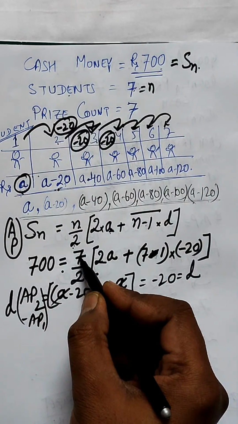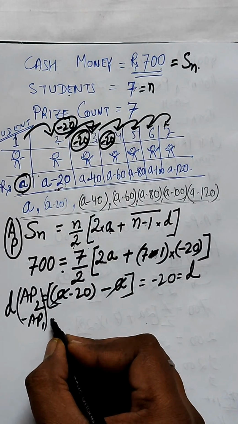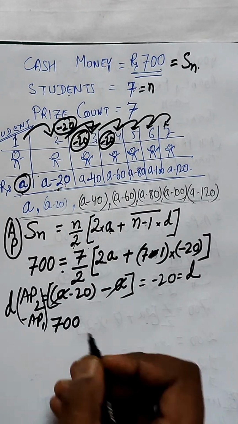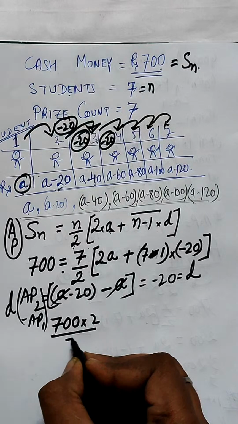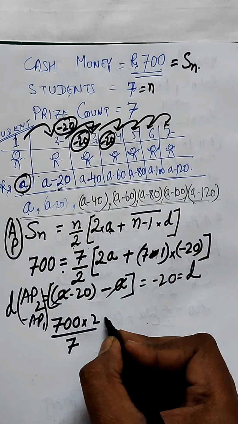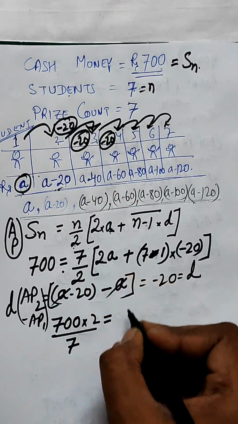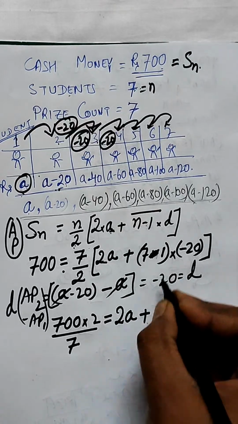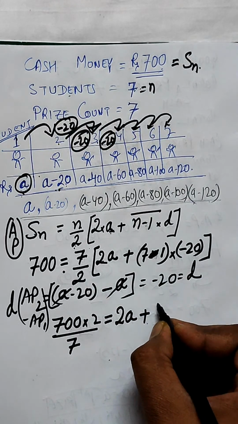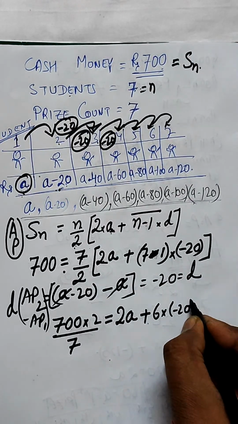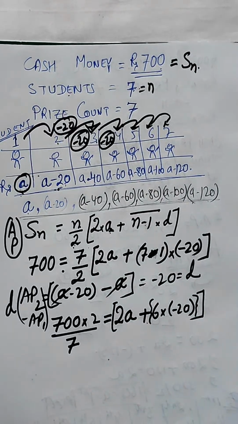This is 700 and this is 7, so 7 will be cancelled out, so 100 will be left. So 700 into 2 by 7. I've just removed the 7 by 2 from the RHS, and in the RHS we are left with 2 times a plus 7 minus 1, which will be 6, 6 into minus 20. So apply a curly bracket over here, okay, and this is the big bracket, right?